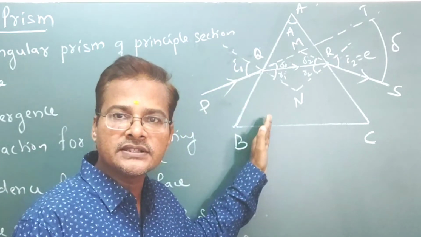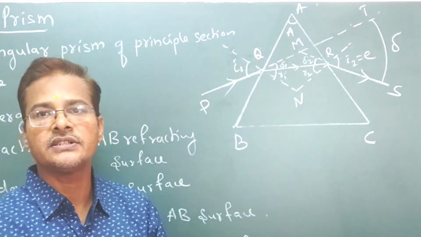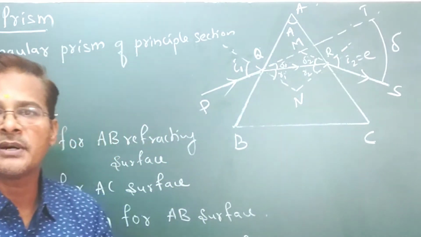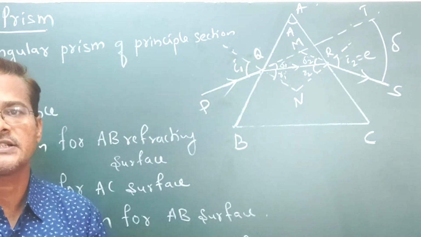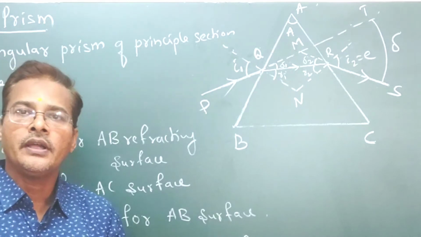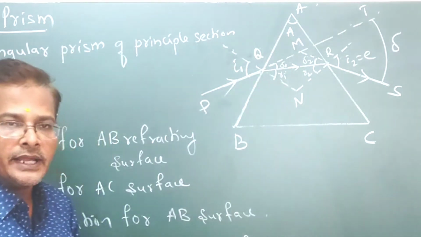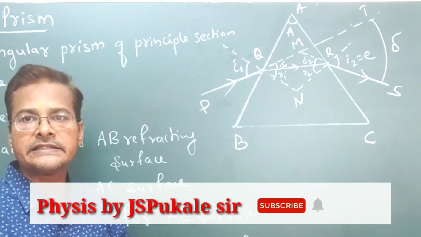So this is the one triangular shape. Because of that, the deviation is going to be maximum and minimum at a particular angle of incidence. We are going to see that. So this is the one ray, that ray we are going to call PQ. That ray is the incident ray.